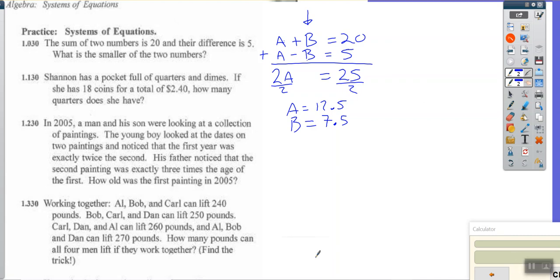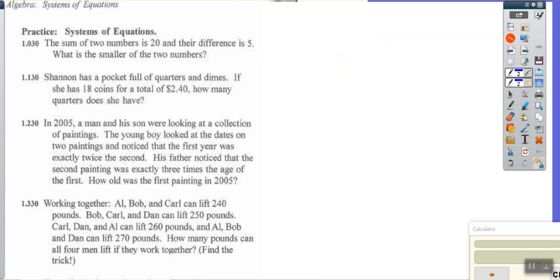Our next problem, Shannon has a pocket full of quarters and dimes. Always reminds me of that song. I've got a pocket full of quarters, sunshine.